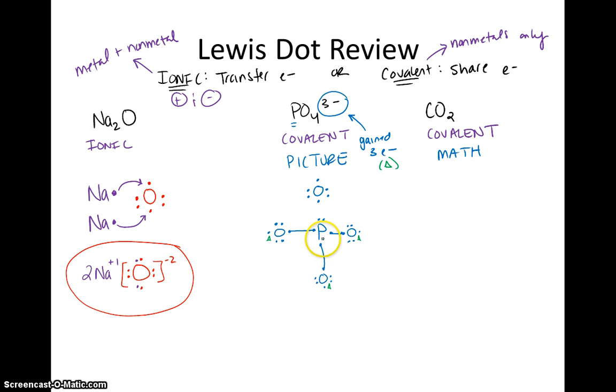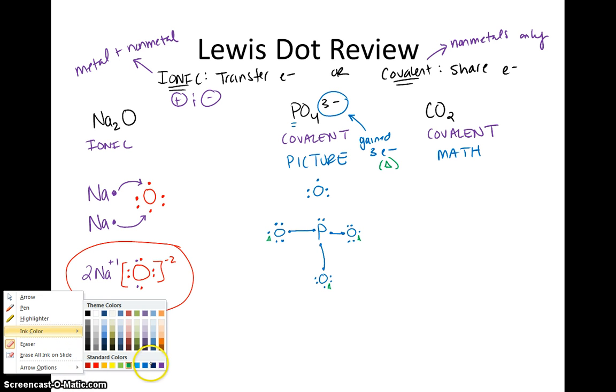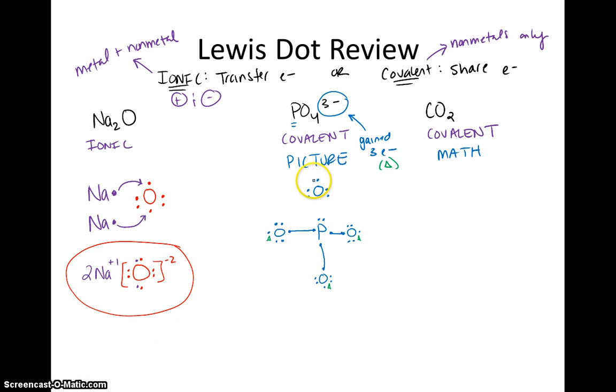but the P doesn't want to make any more bonds. This is where that coordinate covalent thing happens. So we're going to go ahead and shift that electron over to this side of the atom, so now they're all paired up. And the phosphorus is going to use these 2 electrons to make a coordinate covalent bond with the oxygen to draw him into the picture.